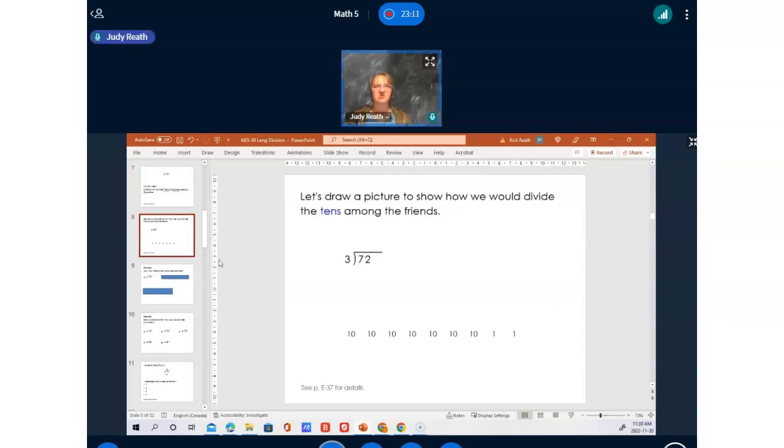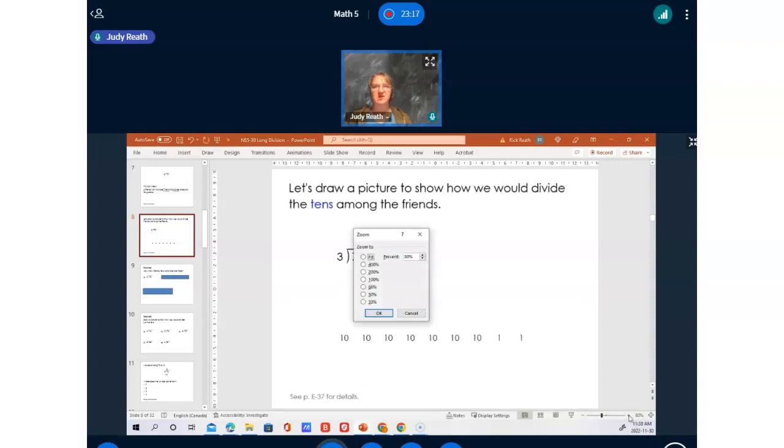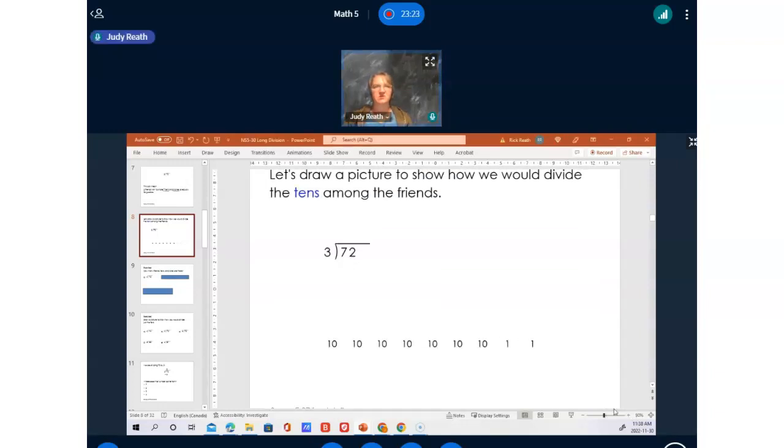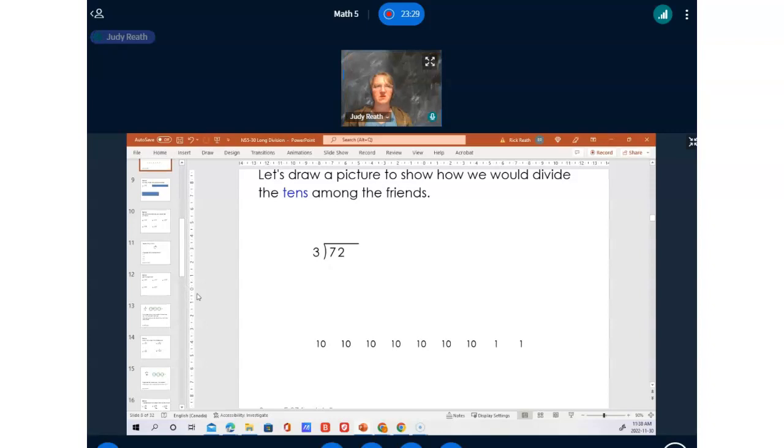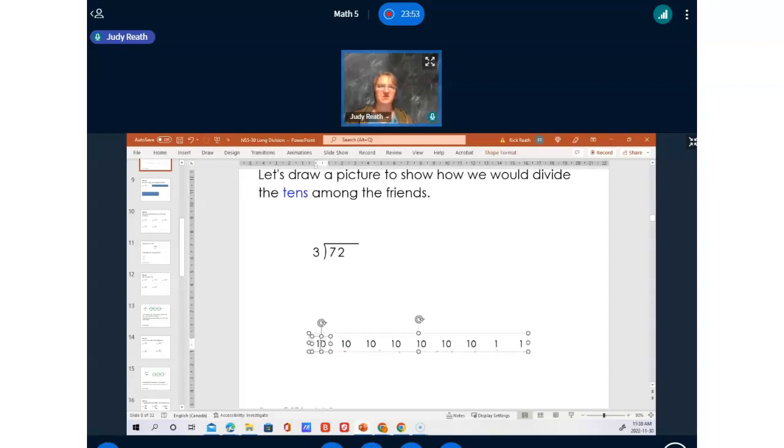So we could draw a picture or draw out the tens to show how we would divide this. Just going to expand it a little bit more. So this is the same one that we had before, 72 divided by 3. And here we have our 7 tens. 1, 2, 3, 4, 5, 6, 7 tens, 2 ones, and we're going to divide them by 3. So if we put a group of 3, we can move these around. Let me see if I can move these separately. Yep, I can move these separately, so let's do this.